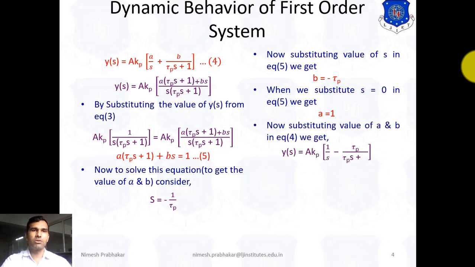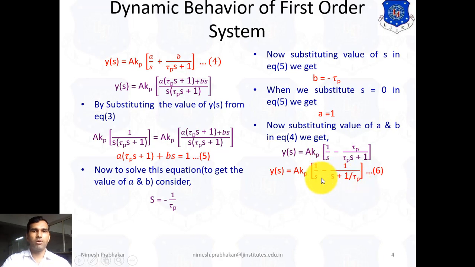Now substituting these values of a and b in this equation, we get y of s equals A K_p, and instead of a we write 1, and instead of b we write minus tau_p, so minus tau_p s plus 1. We can also write this equation as 1 upon s minus, taking tau_p common, 1 upon s plus 1 upon tau_p.